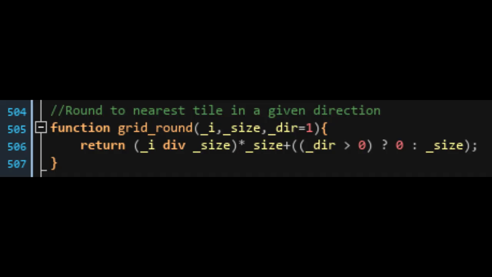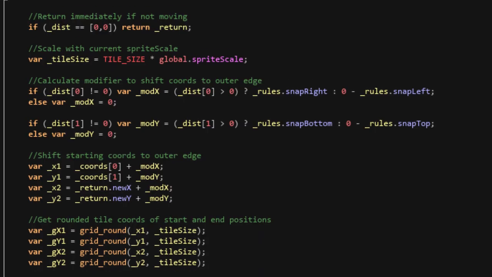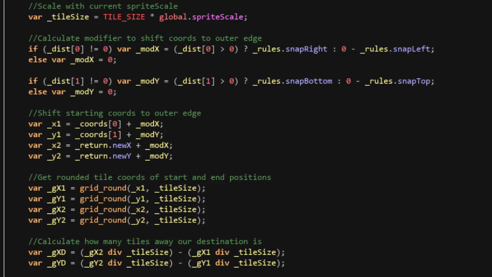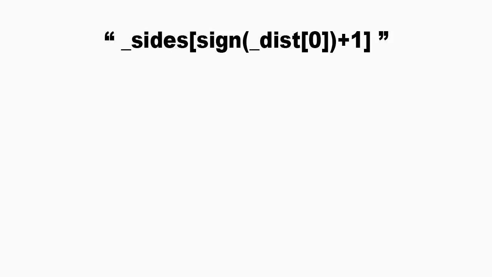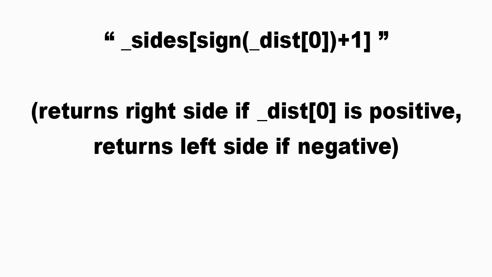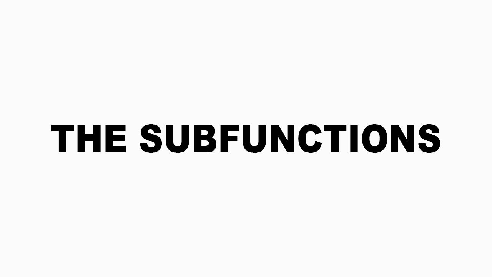Here I made this grid round function which rounds up or down to the nearest grid square for us based on direction. Then we figure out how many tiles our movement spans, which is essential for deciding how complex we need the check to be. Finally, we get those edge coordinates from rules and repack them into a list like this. This just makes it easier to pick a side based on direction. For example, say we either need the left or right side dependent on whether we're moving right or left. You can use this single line to quickly grab the correct one based on whether our direction is positive or negative. It's just handy.